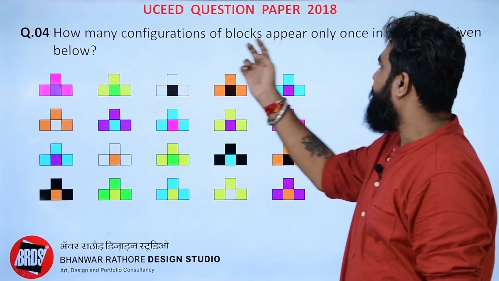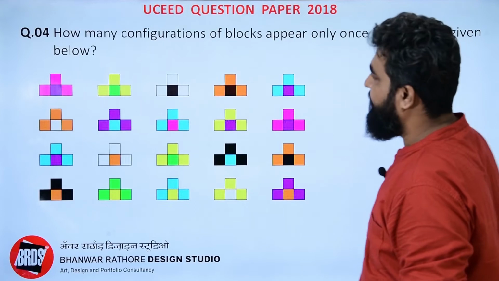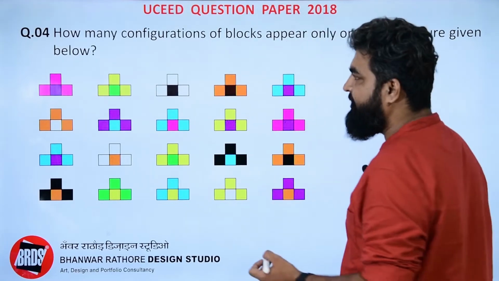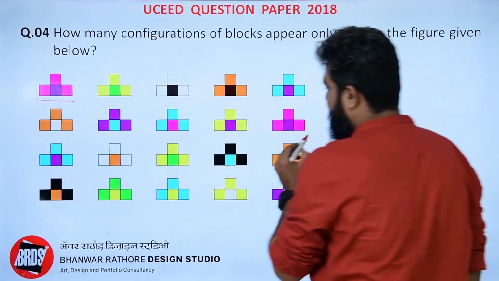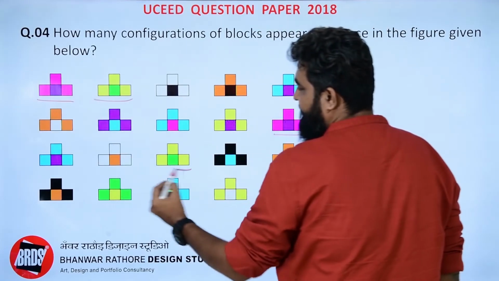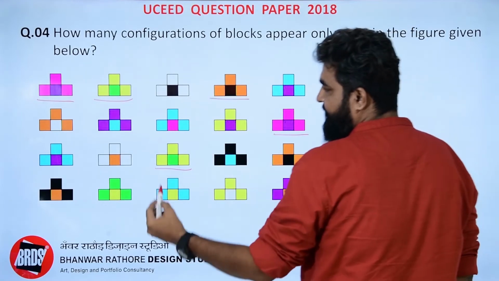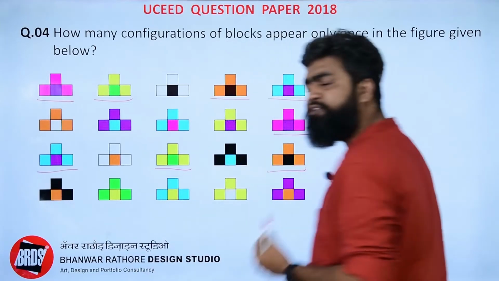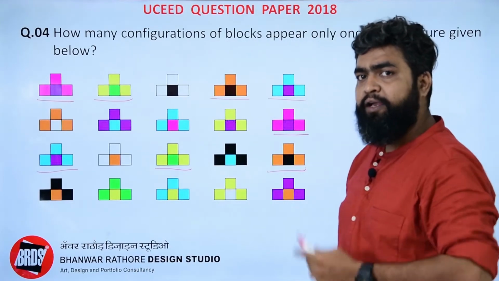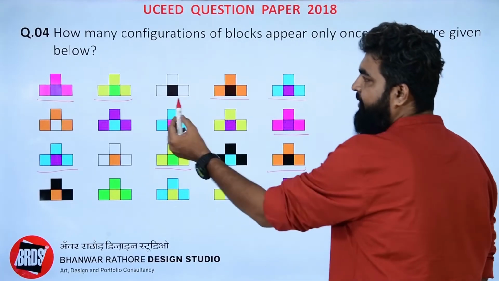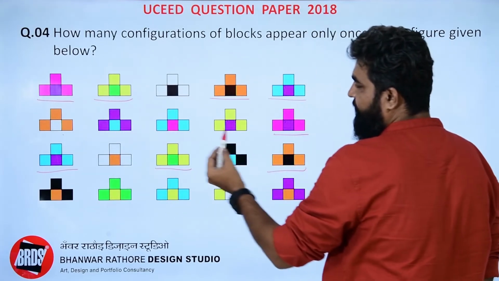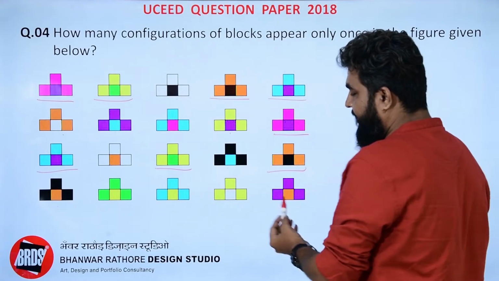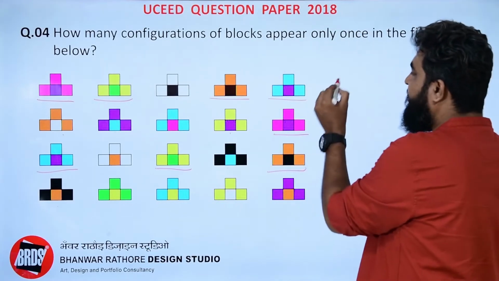How many configurations of blocks appear only once in the figure given below? Now here, first of all, you have to find the patterns that are matching, and those patterns are this, here, this is also repeating, this is also repeating with this, and this is also repeating with this. The rest of the images are not repeating, they are coming only once. So those images are 1, 2, 3, 4, 5, 6, 7, 8, 9, 10, 11 and 12. So the correct answer will be 12.